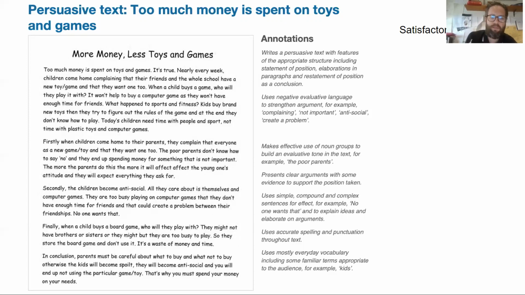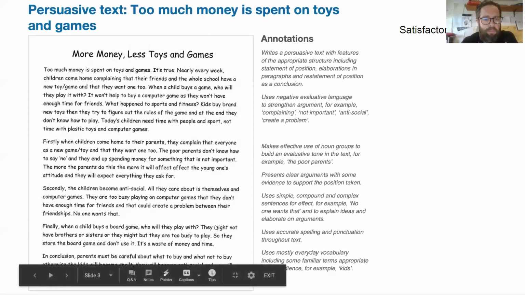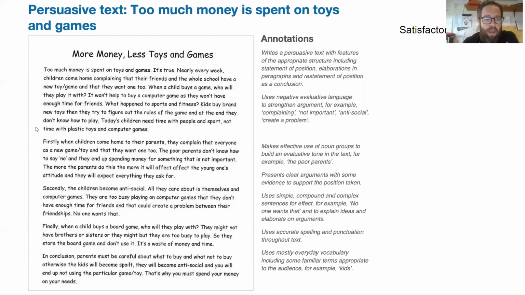All they care about is themselves and computer games. They're too busy playing on computer games that they don't have enough time for friends, and that could create a problem between their friendships. No one wants that. Finally, when a child buys a board game, who will they play with? They might not have brothers or sisters. Well, they might, but they're too busy to play. So they store the board and don't use it. It's a waste of money and time.